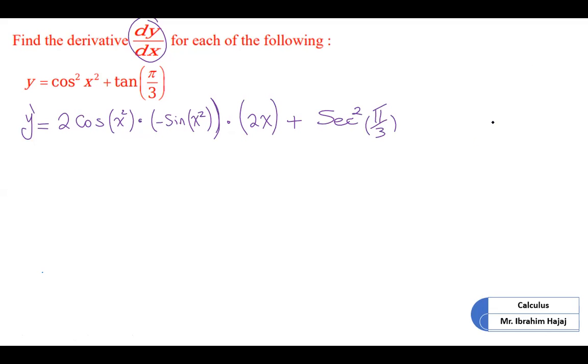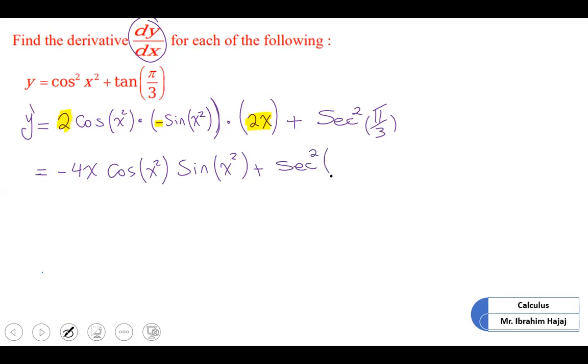Okay, guys. I think it's clear till now. You can only here, guys, simplify more. You can do one more step to clarify your answer, or just multiply here 2x by 2. If we multiply, it's going to give us negative 4x, because we already also have a negative here. So it's negative 4x cosine x squared sine x squared plus secant squared pi over 3. Okay. Next question.